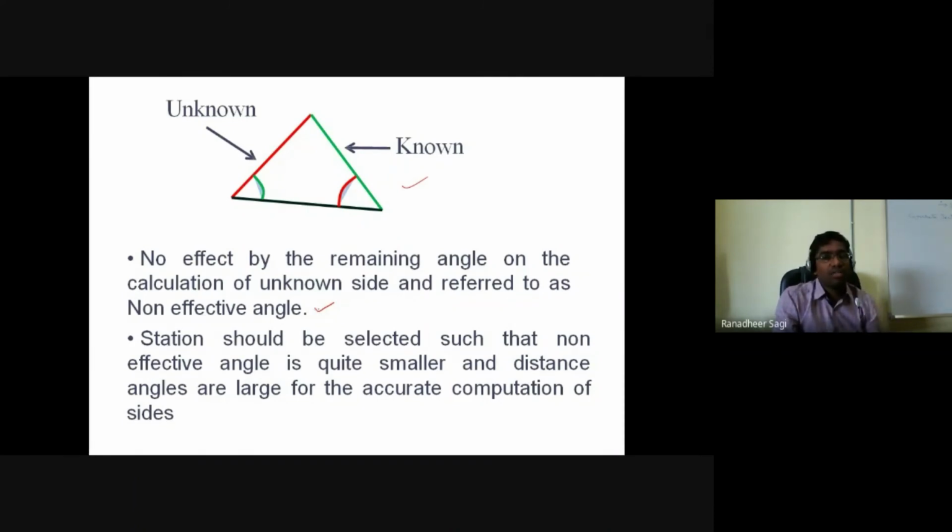So what does it mean? We are using only two angles to find out an unknown side. What about the third angle? Is it of any use for us? It's of no use for finding out that unknown side I am looking at. I'm not using that third angle. So that third angle is what is called non-effective angle, because I am not using that third angle to find out your unknown side. So that particular angle, which is not used for finding out your unknown side, is what is called non-effective angle.